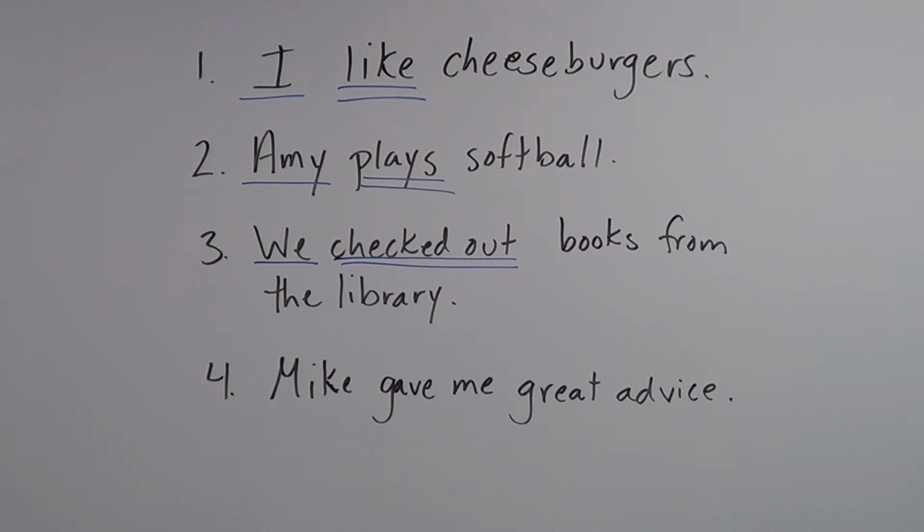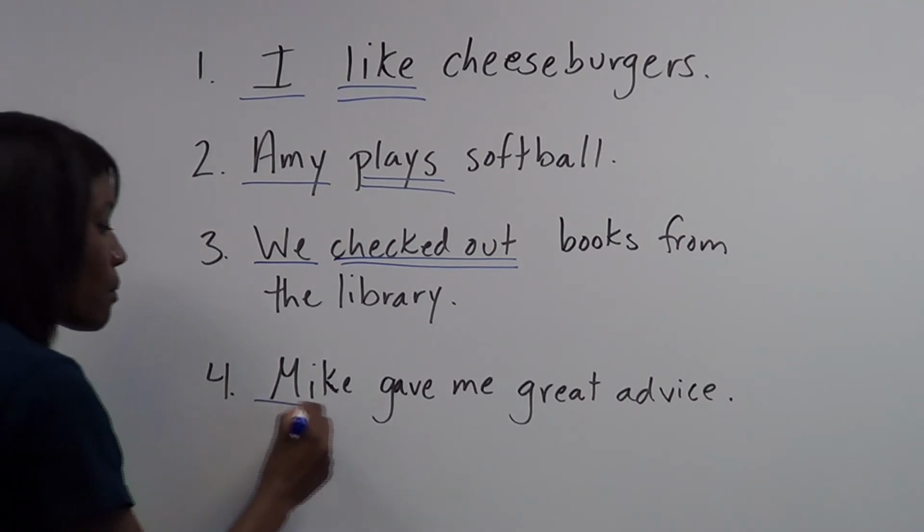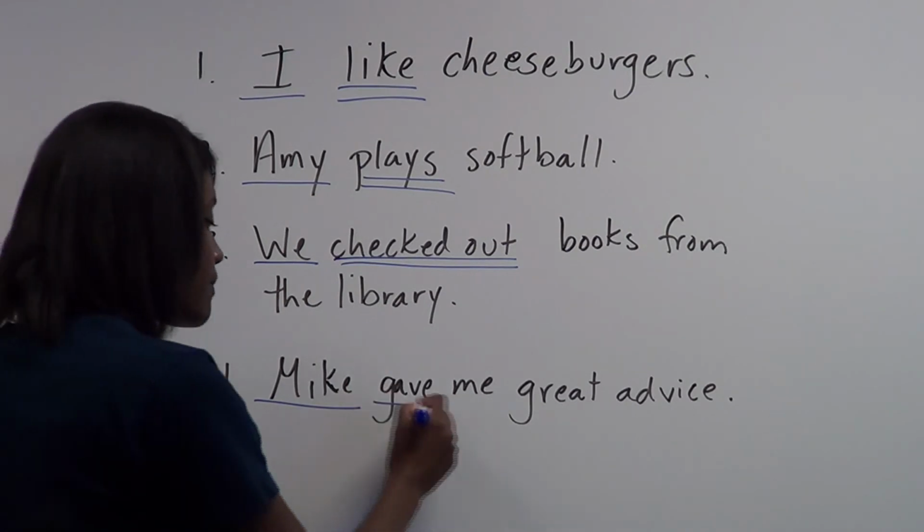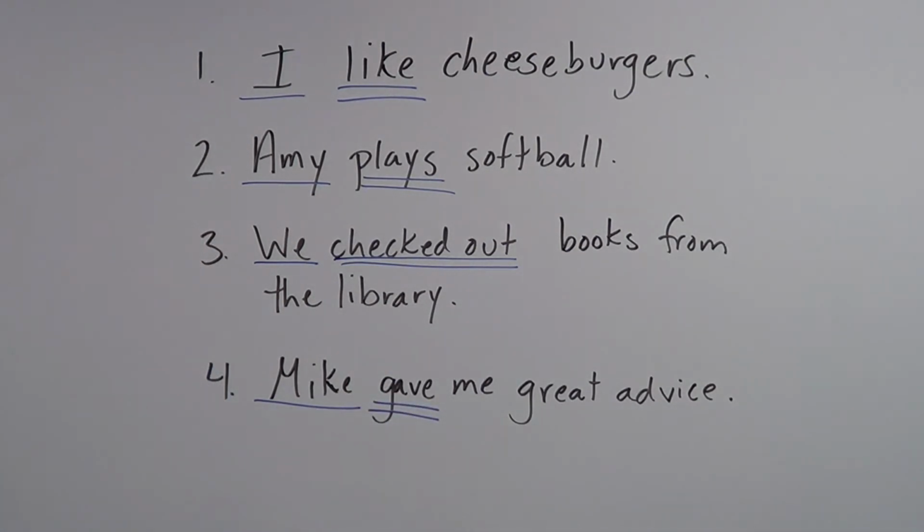Lastly, Mike gave me great advice. Again, who or what is doing something in this sentence would be Mike, so I'll underline Mike once. And then what it is that Mike is doing is that he has given me some great advice. So I'm going to underline here gave twice as the verb.